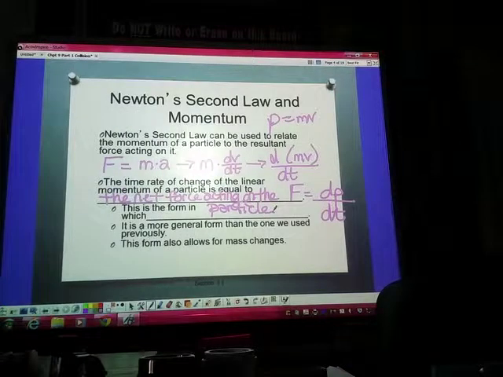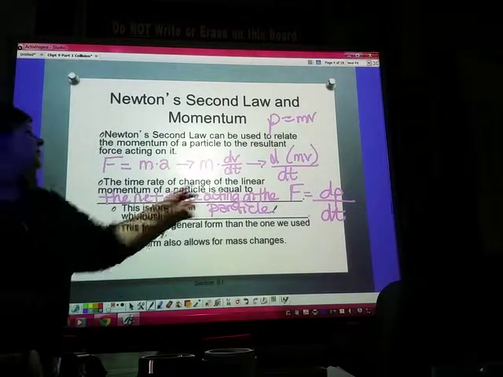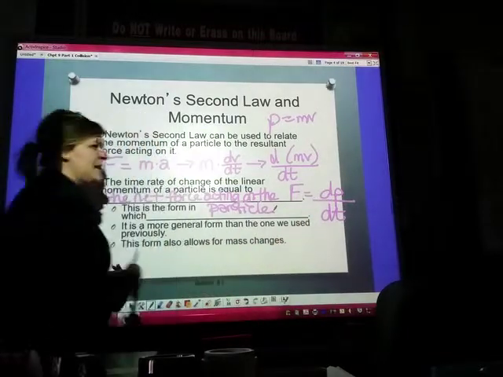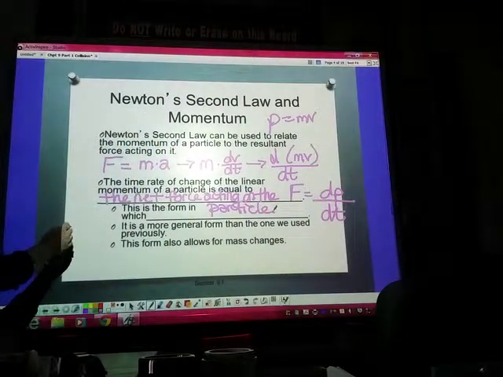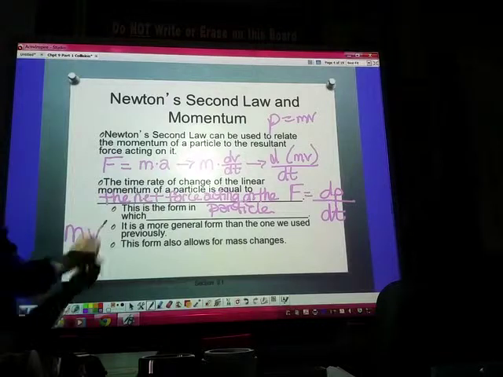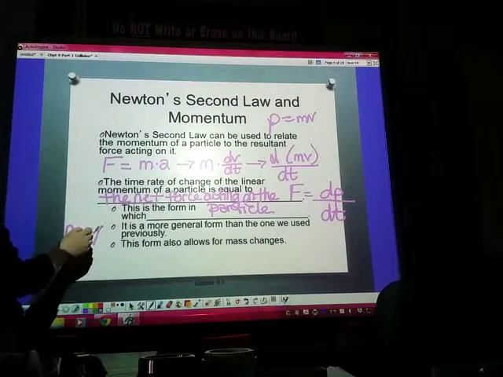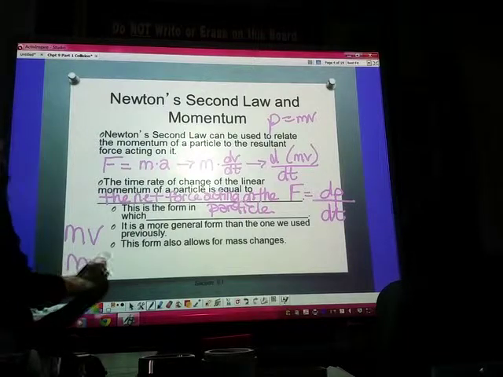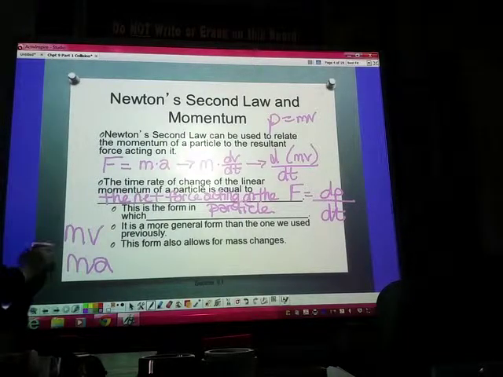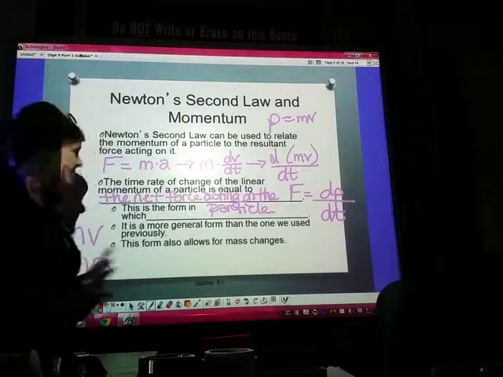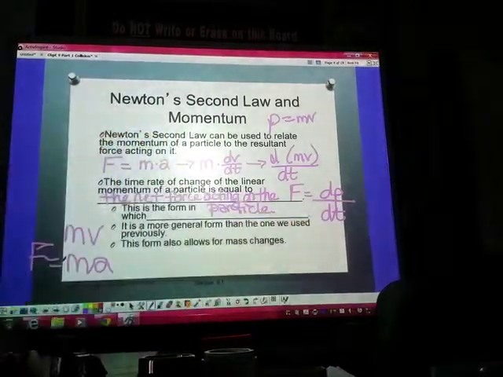So the time rate of change of the linear momentum of a particle is equal to the net force that's acting on the particle. Okay, so if I just worked that in reverse, if I take the derivative of momentum, I know that momentum is mv. I'm going to take m out just because that's a constant. So if I take the derivative of v, I'm going to be left with m times a, which is equal to force. So that's how this and this can equal one another.